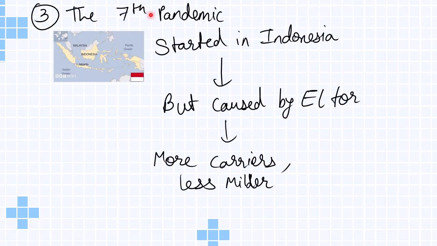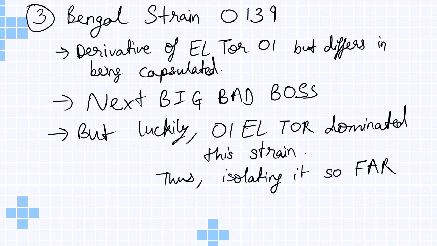The seventh cholera pandemic started in Indonesia. Unlike the earlier pandemics, it was caused by El Tor biotype. El Tor produces more carriers and is less virulent than the classical biotype. The Bengal strain O139 is considered to be a derivative of El Tor O1 but differs in being encapsulated. It may be the next big bad boss, but luckily O1 El Tor strain remains dominant, limiting the spread of O139.